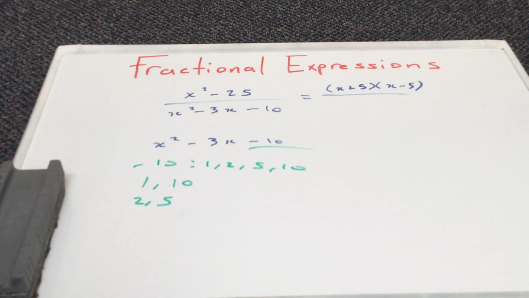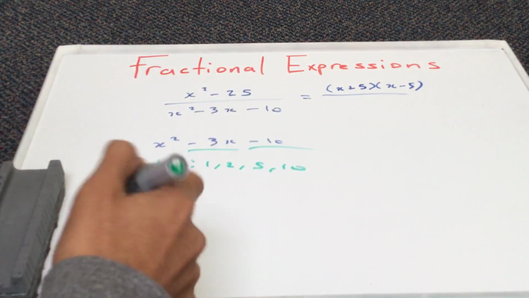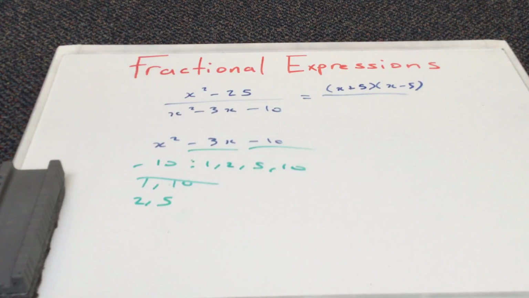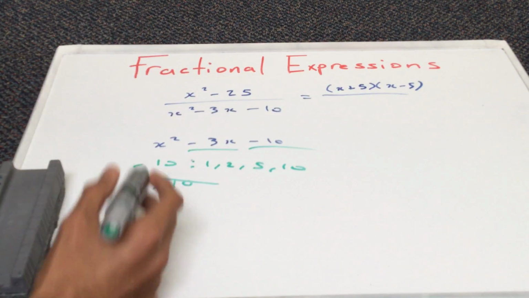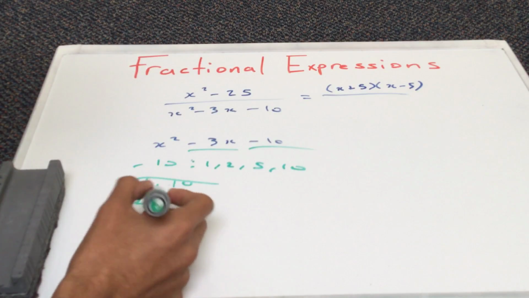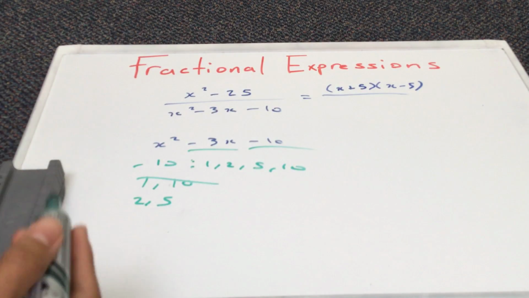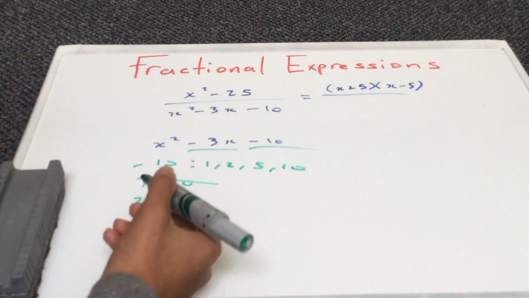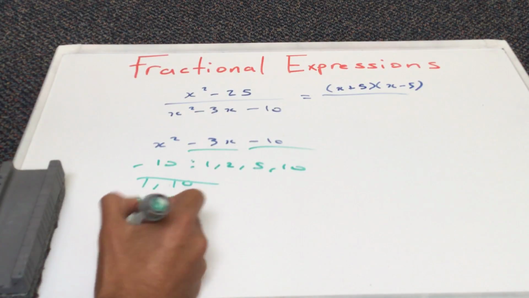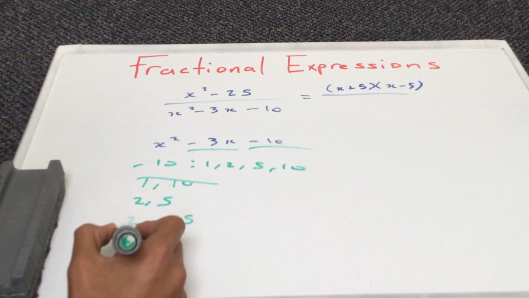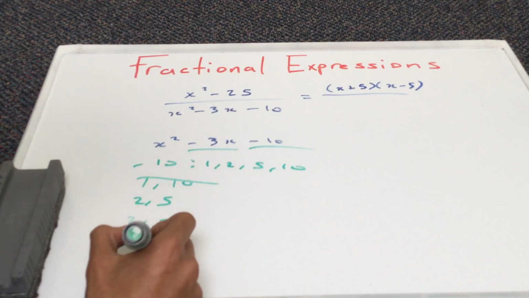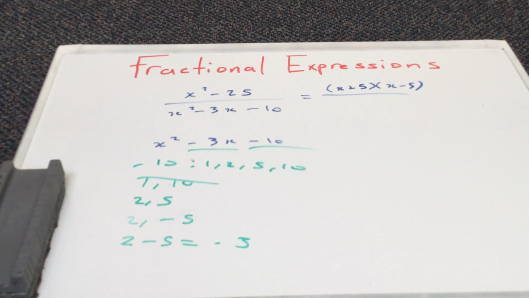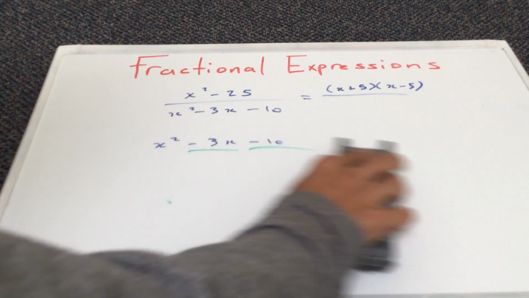But we have to consider the second condition as well, so we can't take 1 and 10, because when you add or subtract 1 and 10, it doesn't give you minus 3. So the only thing that would work is 2 and 5. But you can't take just 2 and 5. You have to figure out whether each is positive or negative. For it to work, you write it as 2 and minus 5, because when you sum these two together, you get minus 3. So take 2 and minus 5. This is what you do next.